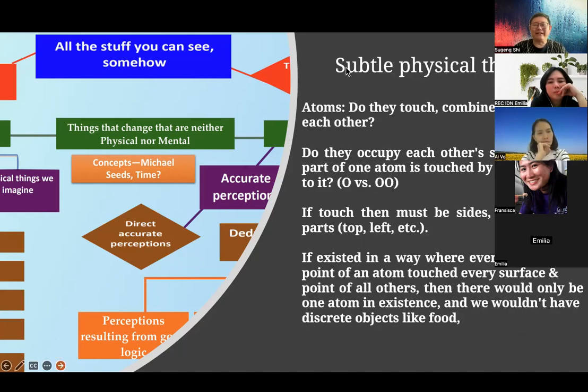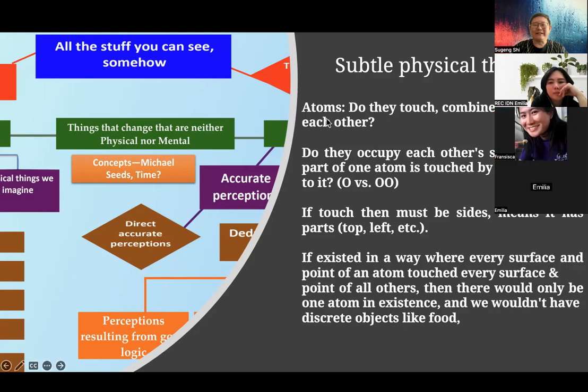All right, now let's move on to subtle physical things. Here we talk about subtle, which is very small. So in this case, we use atom, right? Geshe Michael likes to say that atom is defined as something not dividable. You cannot divide. A here means not. Atom means not dividable. It's the smallest thing there is, right?